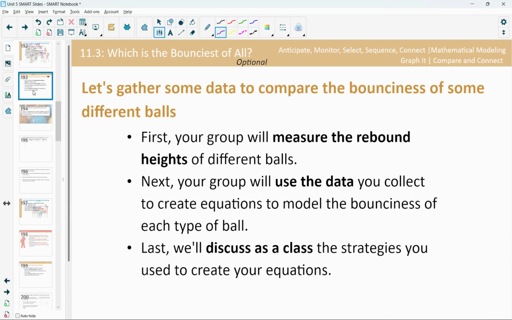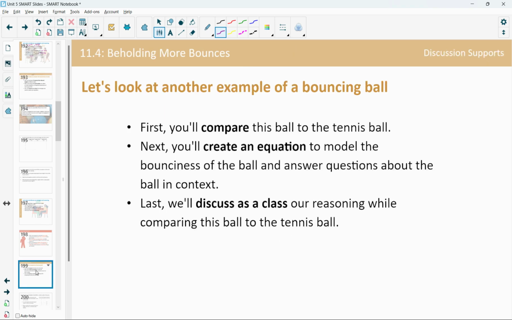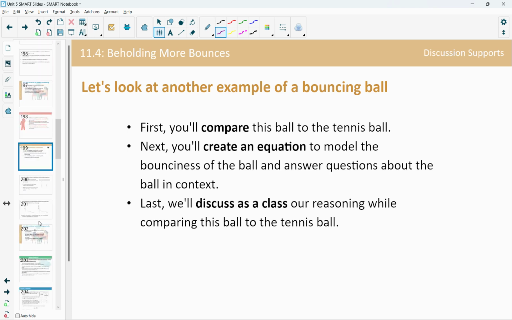Activity 11.3 is optional. Your teacher may or may not do it. It does require that you measure some different heights. So if you did this activity in class, you'll need to make sure that you talk to your teacher about it. Otherwise, you can skip it and move over to 11.4, which is looking at another example of a bouncing ball. So you're going to compare this ball to the tennis ball, create an equation to model it, and then discuss it.